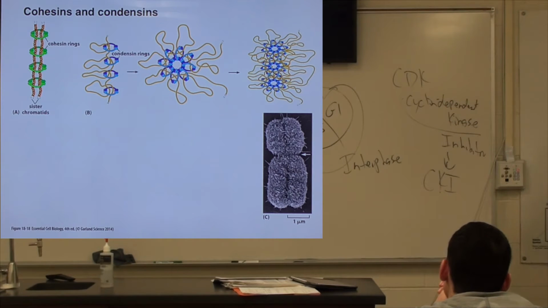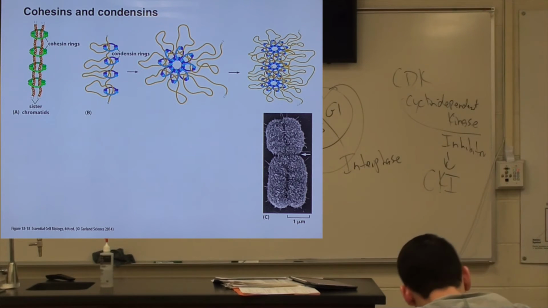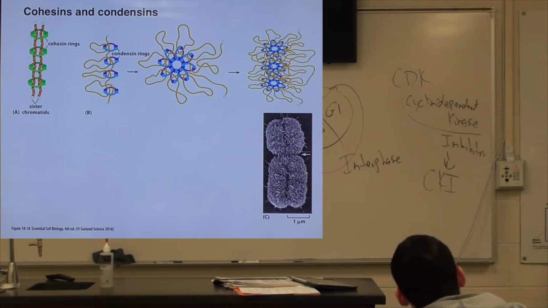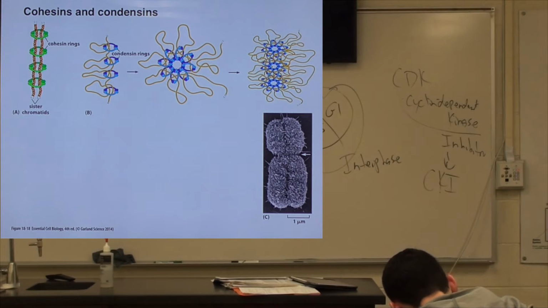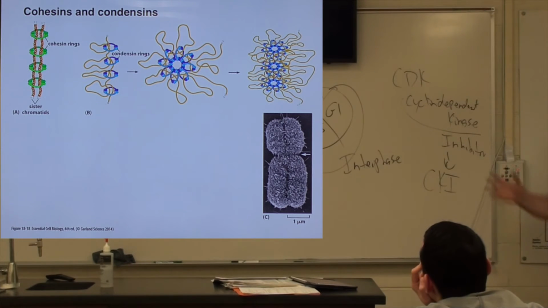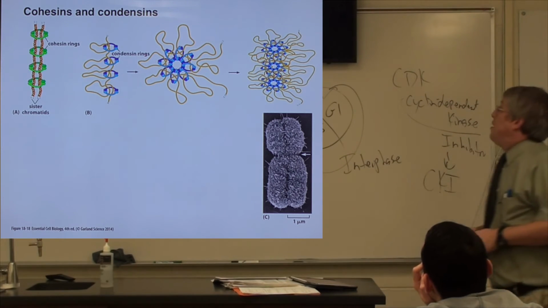These become 10,000 times shorter when you condense them. So imagine 2 miles is about 10,000 feet, and I hate to use miles and feet because we're supposed to be metric in science, but imagine 2 miles is 10,000 feet, and to condense a rope that's 2 miles long, now it's going to become 1 foot long. That's how much these things are condensed. That's just amazing.